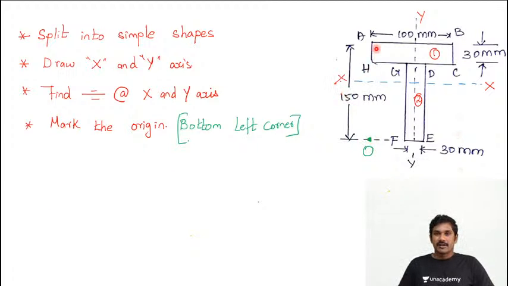So the bottom left corner of this total section: if you draw the outermost line, you have to draw a rectangle covering the complete section, and the bottom left corner of that rectangle is the origin. That is the next point.